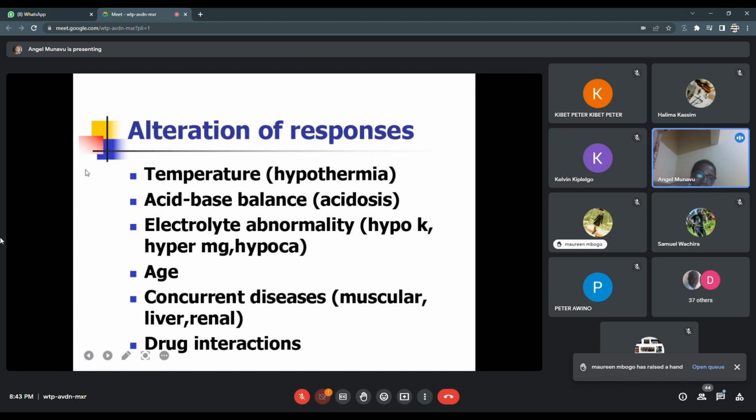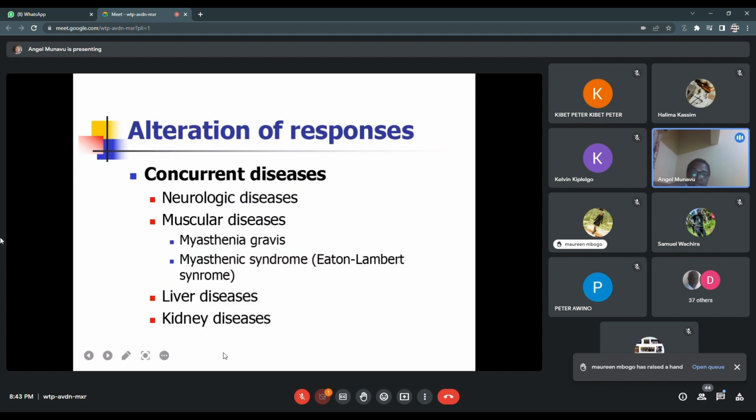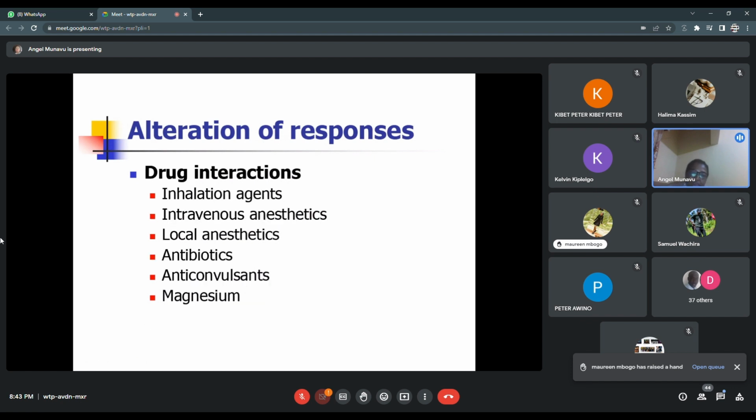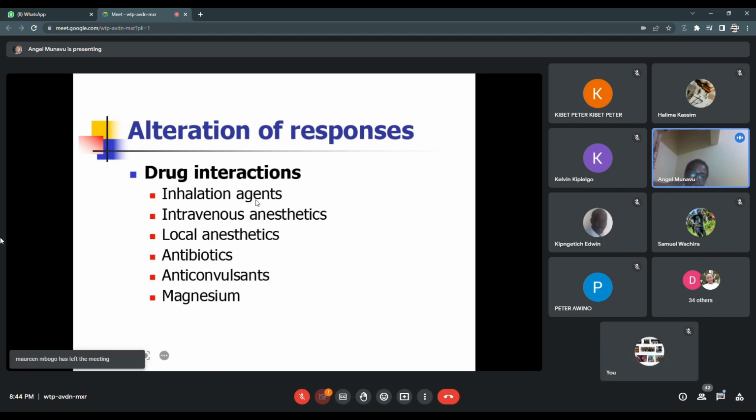So these muscle relaxants may interact with other drugs. And again, in patients with concurrent disease, like neurologic disease, muscular disease, liver disease, kidney disease, you may need to alter the dosage because of the altered response. The muscle relaxants may interact with inhalational agents, intravenous anesthetics, local anesthetics, antibiotics, anticonvulsants, and even magnesium. So you have to be careful in such situations, especially in patients who have other issues.